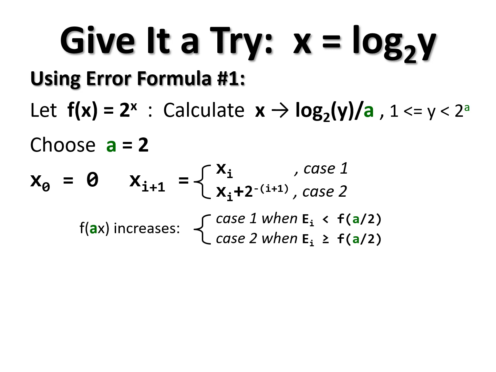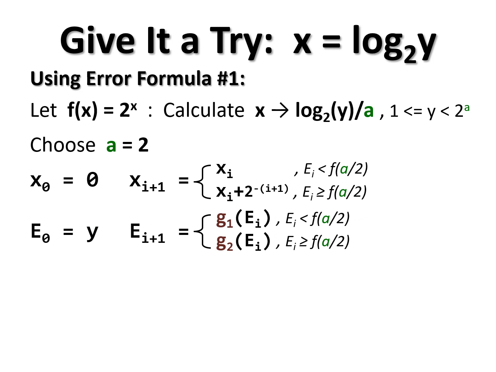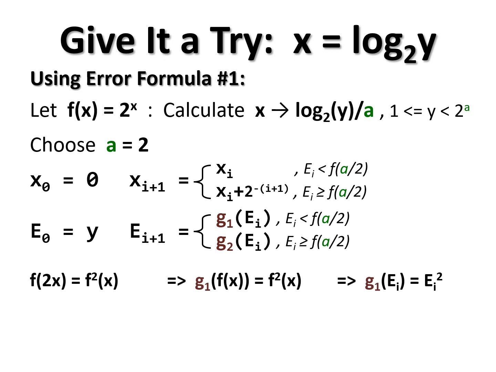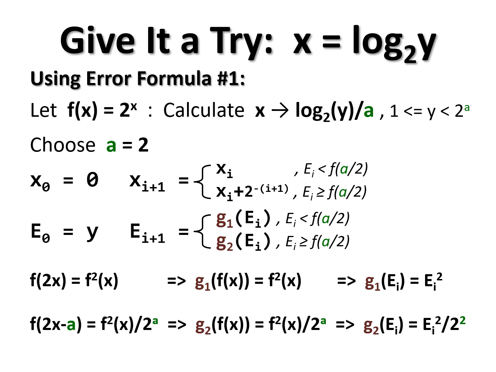Here's the standard recurrence for x, the output value. And we've specified cases 1 and 2. And we add the recurrence relations for the error value e with its two translation functions g1 and g2. F of 2x equals f squared of x, so for g1 we square its argument. F of 2x minus a is f squared of x divided by 2 to the a, so for g2 we square and divide by 2 squared.